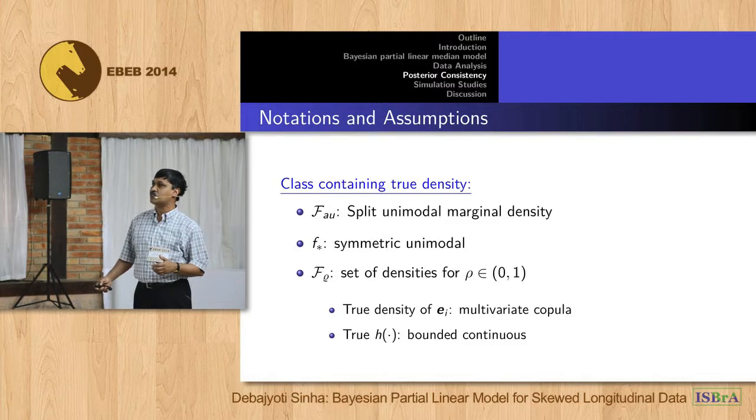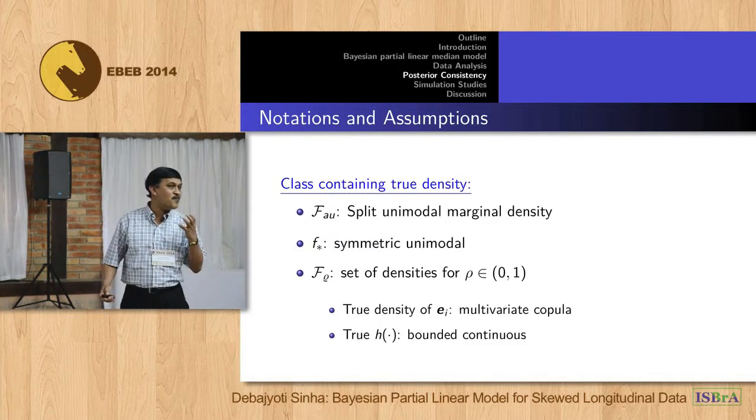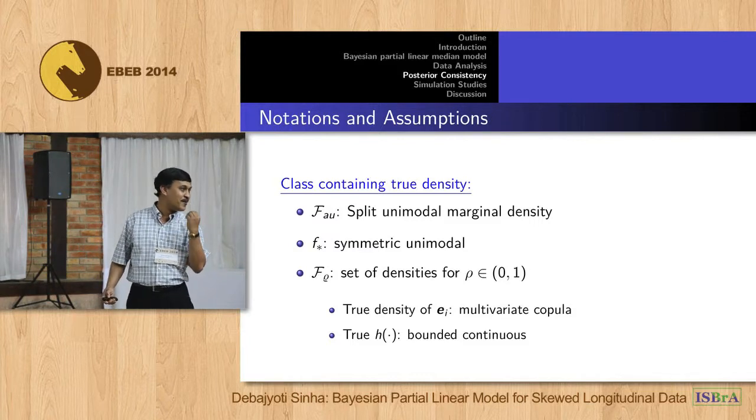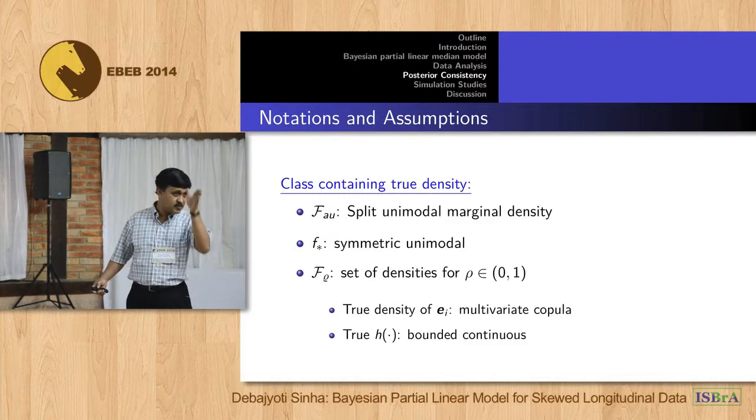This is a bunch of assumptions. We say that the class containing the true density is within our model. The true density is within our problem model. It is symmetric and unimodal, and it follows a multivariate form. The main thing to keep in mind is that we assume a split density, so the true density has a discontinuity. The error density has a discontinuity at zero.